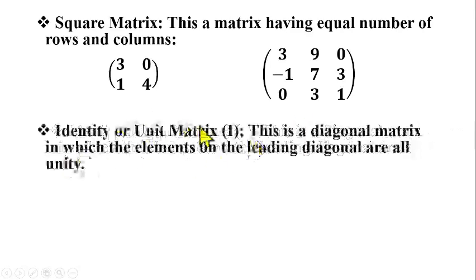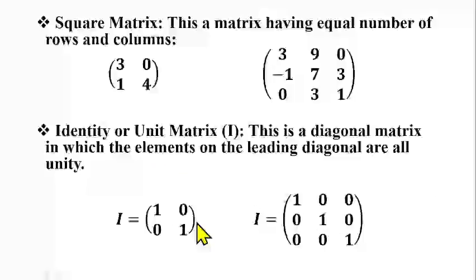Another type of matrix that we have is called the identity or unit matrix. It is represented by capital letter I. That is what we use to represent the identity or unit matrix. It is a diagonal matrix in which the elements on the leading diagonal are all unity. That is, when you have a matrix and the leading diagonal has all its numbers equal to 1. Unit means 1. All the numbers in that diagonal are 1. That is an example of a unit matrix.